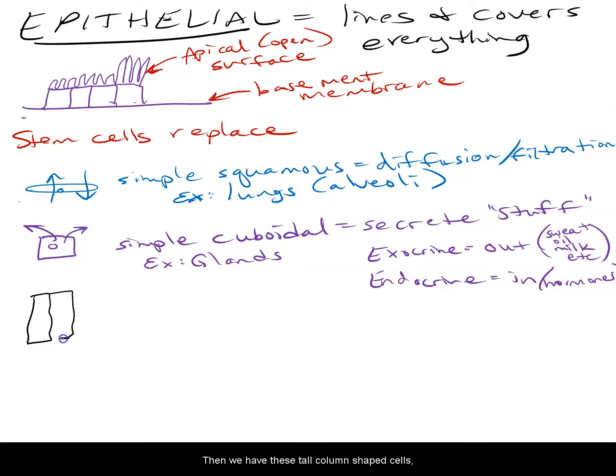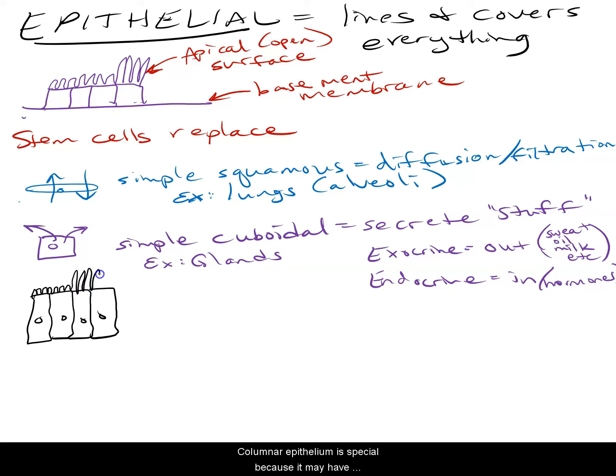Then we have these tall, column-shaped cells, which most often we have simple columnar, but you can have pseudostratified columnar or stratified columnar. Now, columnar epithelium is special because it may have these structures on the surface, like these tall things that wave back and forth, or the shorter structures that do not move at all. We also can have odd-shaped cells that secrete stuff.